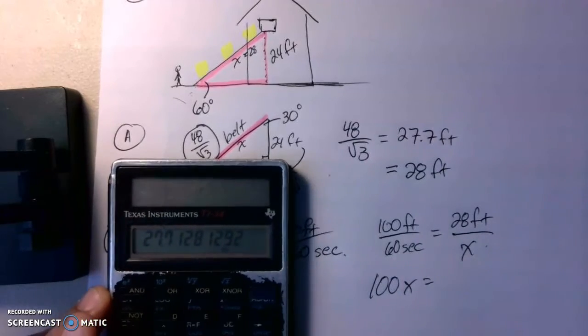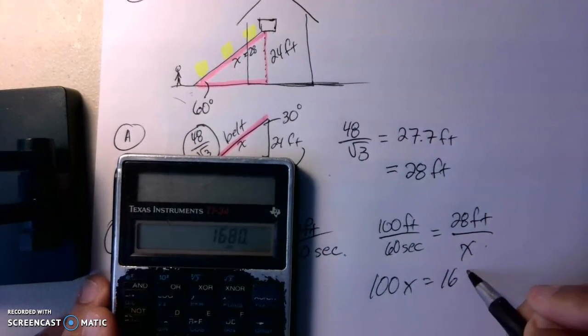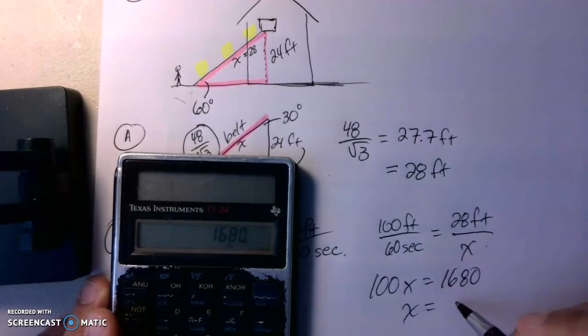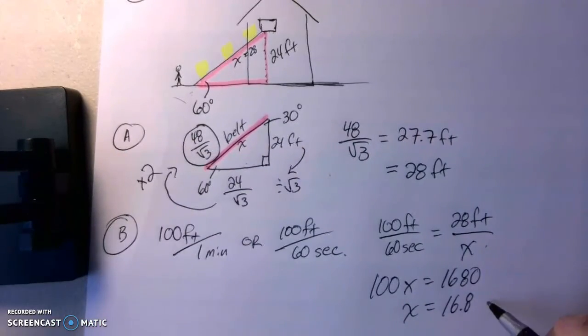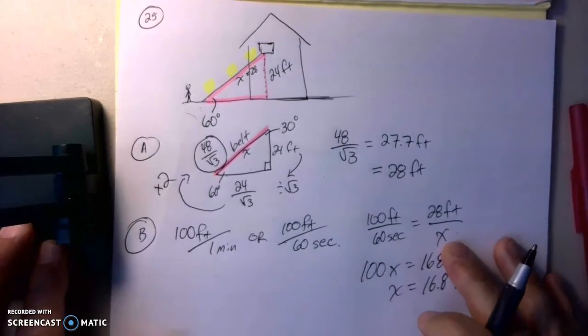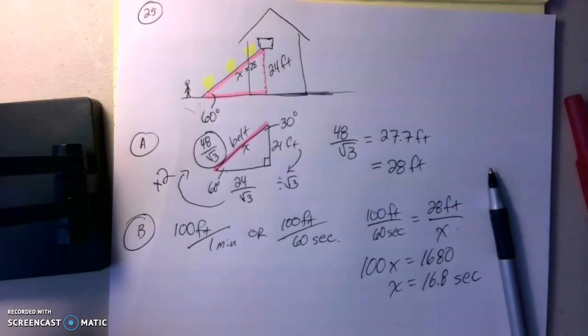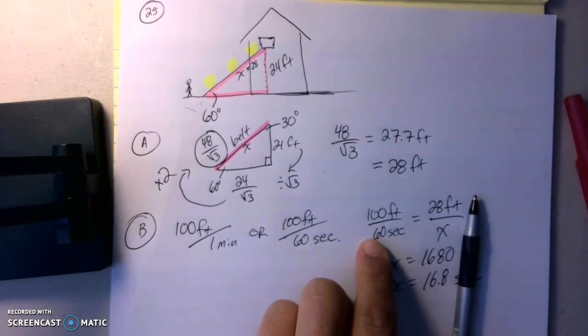Okay, so I'm going to go 60 times 28 here. 1680 divided by 100. This thing is going to take 16.8 seconds to get to the top. Because obviously it is not 100 feet long, so it's going to be less than a minute. 16.8 seconds, using a proportion.